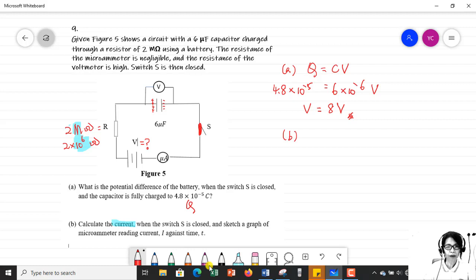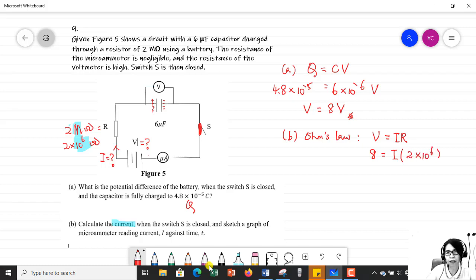So we want to find what is the current that flows. The current we can relate with the voltage and also the resistor. We might use our prior knowledge, Ohm's law. Voltage can be related with current and resistance, V equal to IR. We already calculated the voltage from question A, 8 volt. The resistance is 2 × 10^6. So I get the current is 4 × 10^-6 ampere. This is the initial current when the switch is closed.